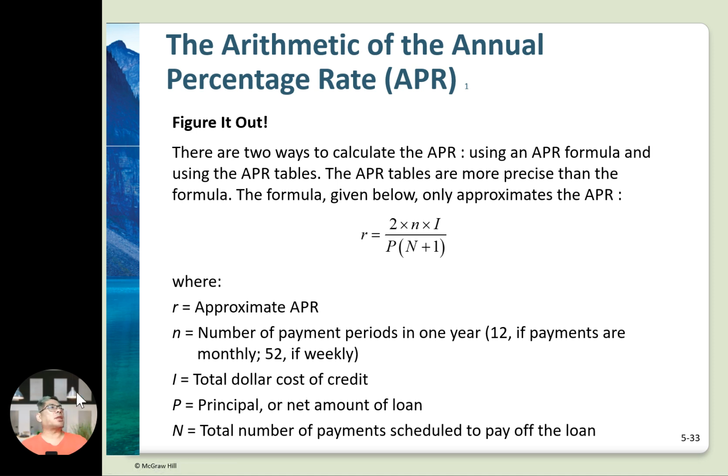Okay, look at the arithmetic of the annual percentage rate, APR. There are two ways of calculating it: using the APR formula and using the APR table. The APR table is more precise than the formula. The given formula is R equals 2 times N times I, divided by P times the quantity N plus 1. R is the approximate APR. N is the number of payment periods in 1 year. I is the total dollar cost of credit. P is the principal, or the net amount of the loan, and N is the total number of payments needed to pay off the loan.